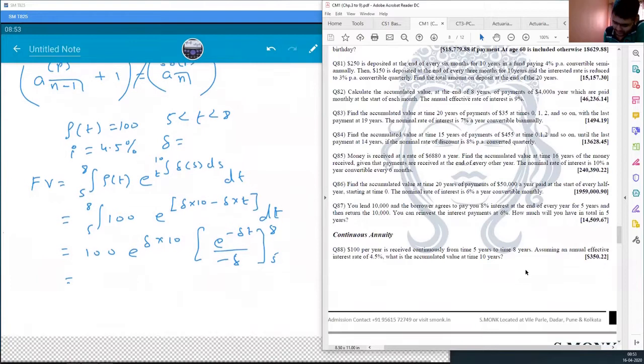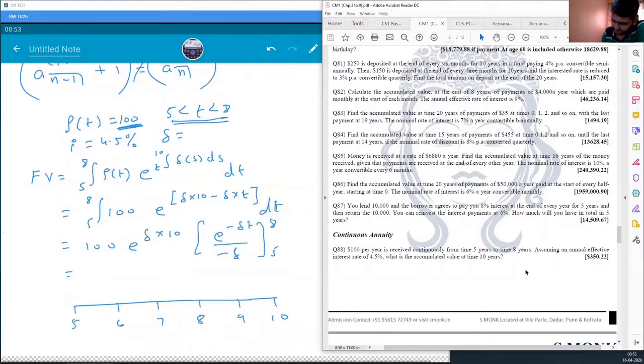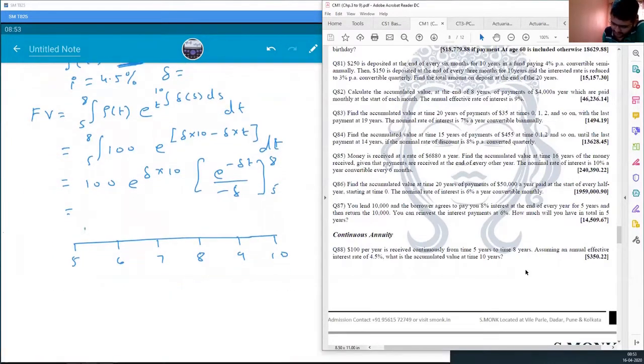Otherwise, because rho t is constant, it is not changing with time, we can assume this to be a level annuity, a level annuity for 3 years. So time 5, 6, 7, 8, 9, and 10. We are saying in the first year we are paying 100, second year 100, third year 100, but we need to find the future value at time 10.